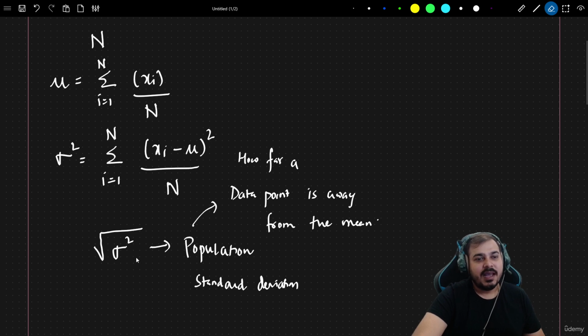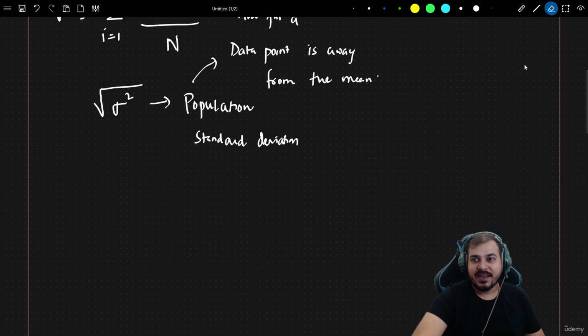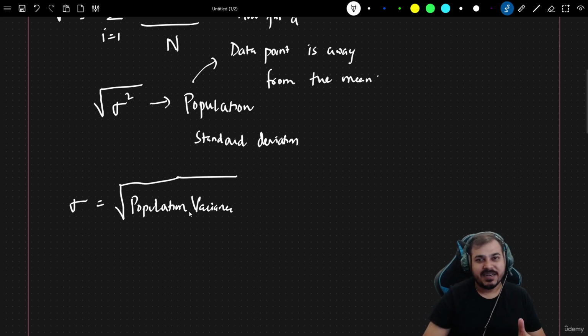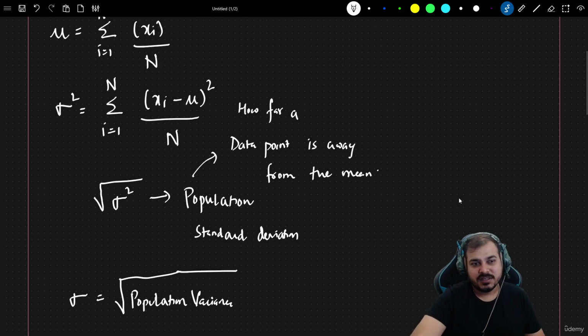Over here you can see, you can also denote this as sigma is equal to root of population variance. Now if you use population variance over here as sigma square, you'll be getting that same thing. So this is perfect.